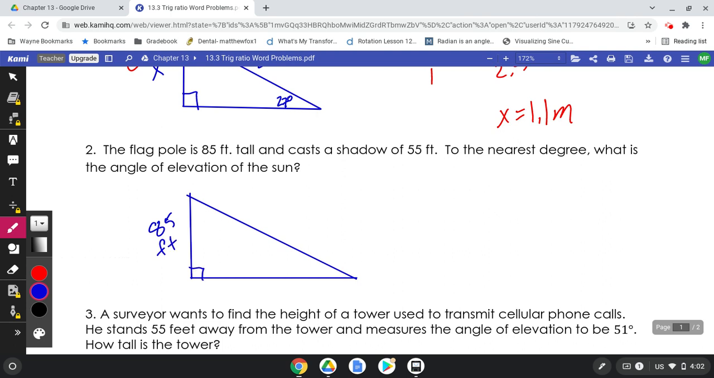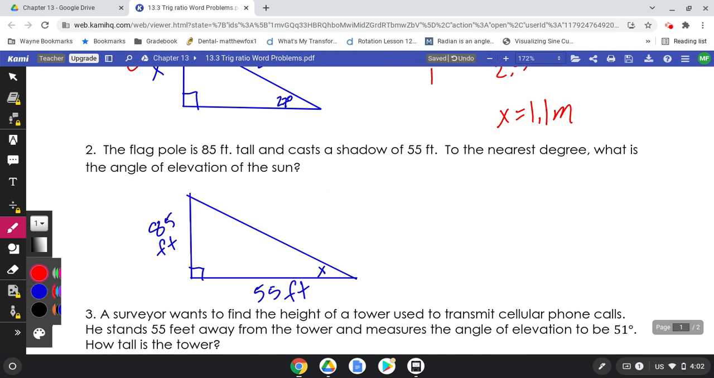The shadow of the sun is 55 feet. That'll be on the ground. That's where the shadow exists. To the nearest degree, what is the angle of elevation? If we think about it, angle of elevation means above horizontal. So here's the horizontal. It is above that right here. This is our angle of elevation. So we are trying to find what that is.